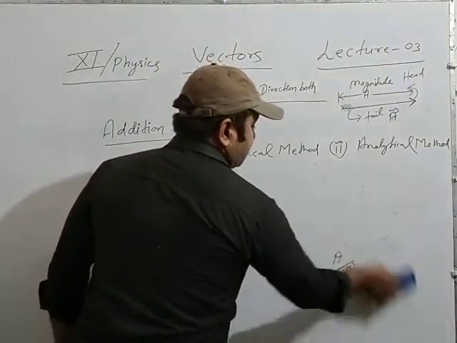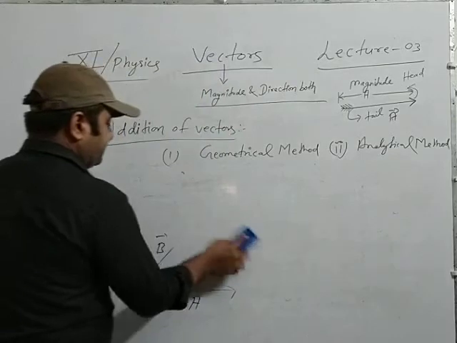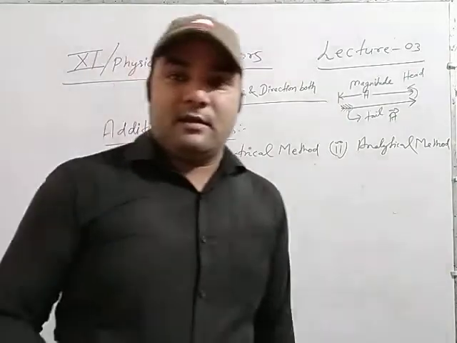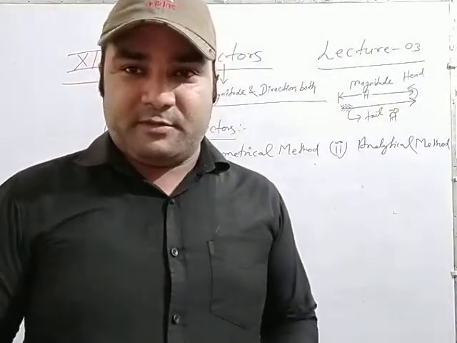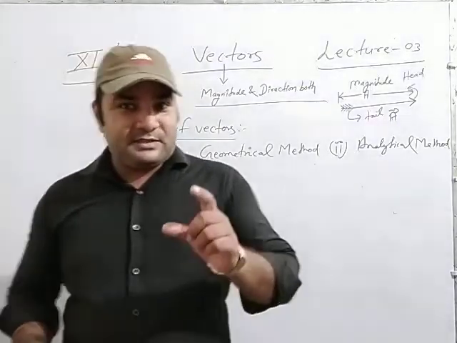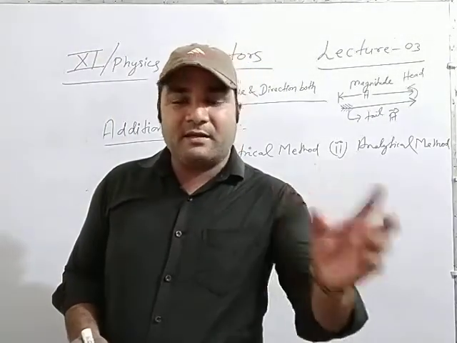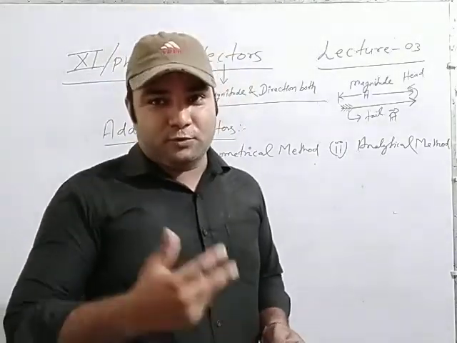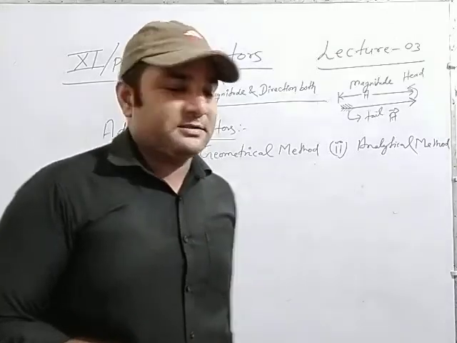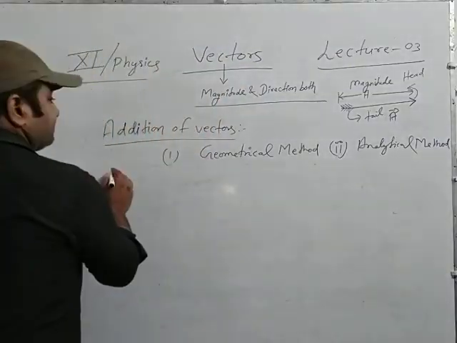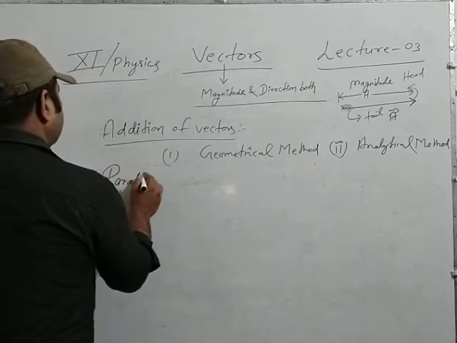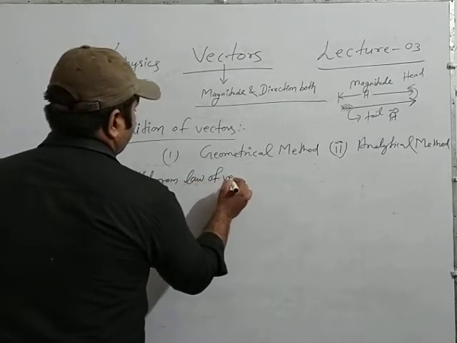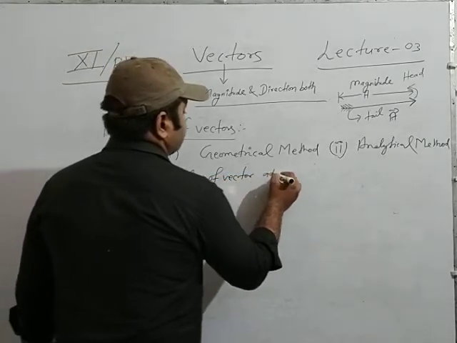In the analytical method, suppose two vectors A and B are acting at an angle theta. Triangle law and parallelogram law, two laws, very important and very familiar. I will explain the parallelogram law, and the triangle law will be a part of the parallelogram law, because in one concept you will understand the two importances of vector addition. Clear? So analytical method here, parallelogram law of vector addition.